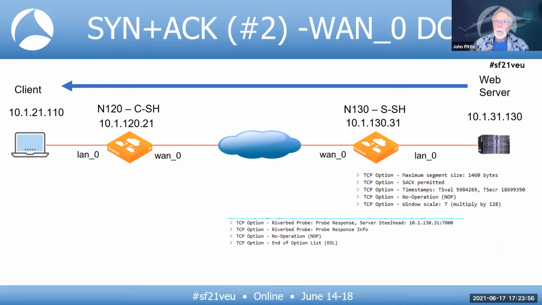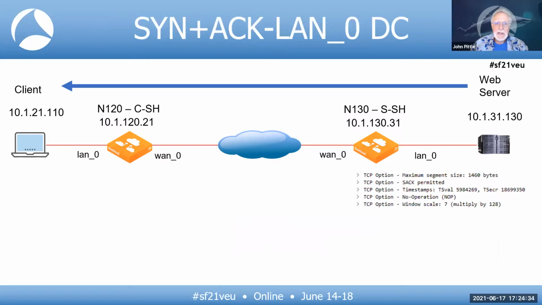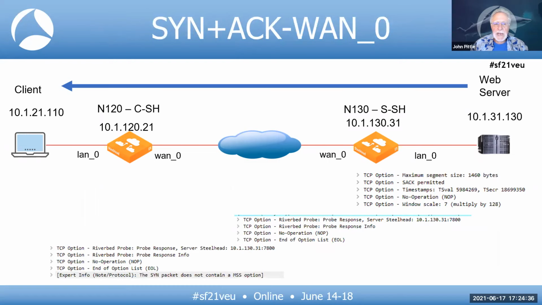Now the server-side steelhead on the WAN interface, notice, does something a bit different. In the SYN ACK going back towards the client-side steelhead, it says, hey, I'm your server steelhead. I'm closest to the server. Here's my IP address. Here's the port that we should set up our control connections on, 7800. And notice there are no other options presented back to the client steelhead. That's because these two steelheads are going to talk to each other with optimized algorithms and techniques.